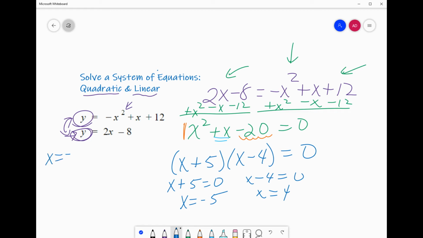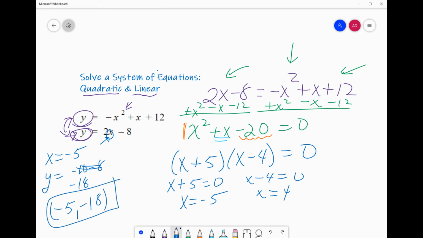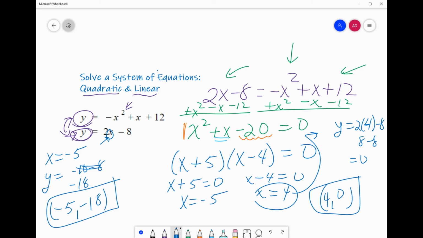Well, if x is negative 5, then y is going to equal, well, plug negative 5 in. When you plug negative 5 into here, you get 2 times negative 5, which is negative 10, minus 8, which is negative 18. So that means one ordered pair is negative 5, negative 18. Yep, that's one answer. Now take your other answer, x equal to 4, and plug that in. 2 times positive 4 minus 8. Well, 8 minus 8 is 0. So the other ordered pair is 4 comma 0. So what I've just boxed in orange are your final answers.